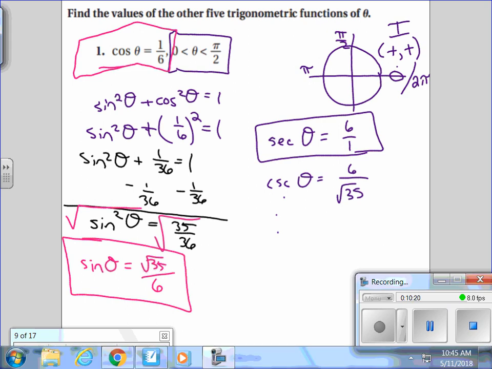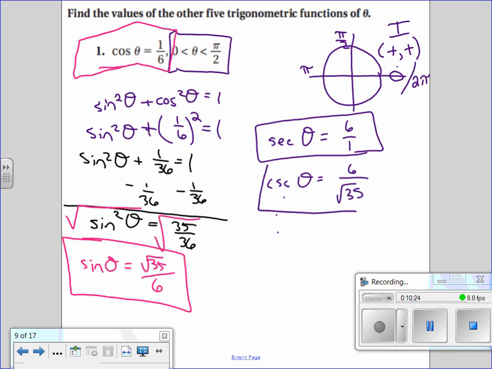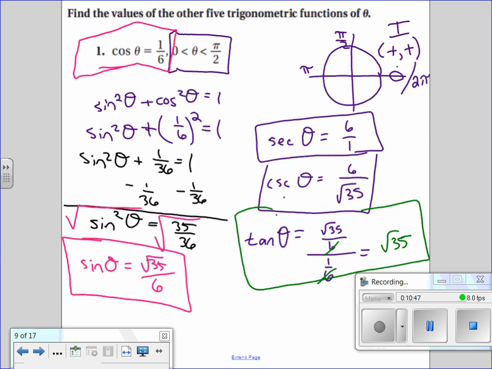Wow. All right, we're back. We got our cosecant. And I heard somebody say, what about tangent? Don't forget about tangent. Don't worry, I didn't forget. It's going to be sine over cosine. Again, you can do your multiply by the reciprocal trick, or you can just recognize these 6's will cancel each other out. So it's radical 35. And then the last one that I got to do is cotangent, which is the reciprocal of tangent. Okay?